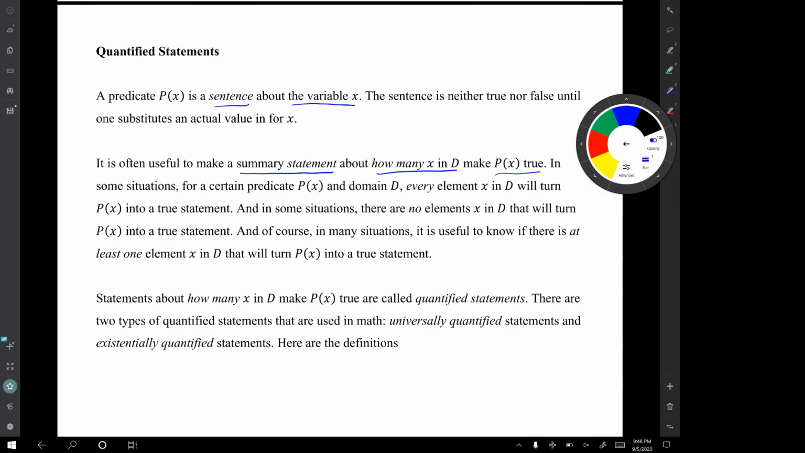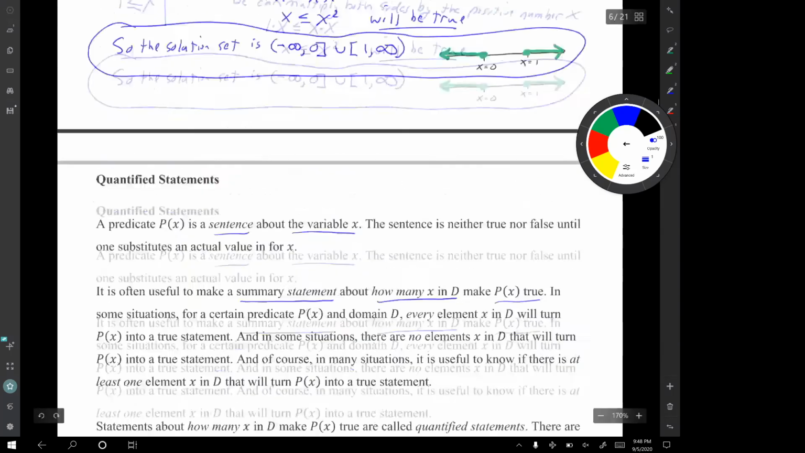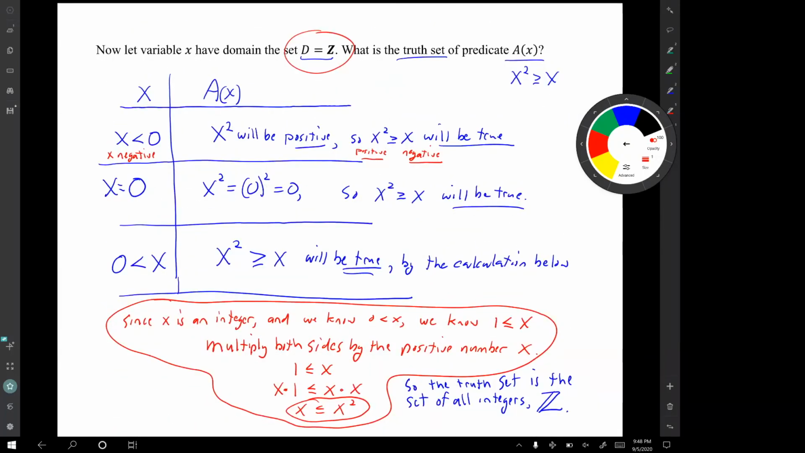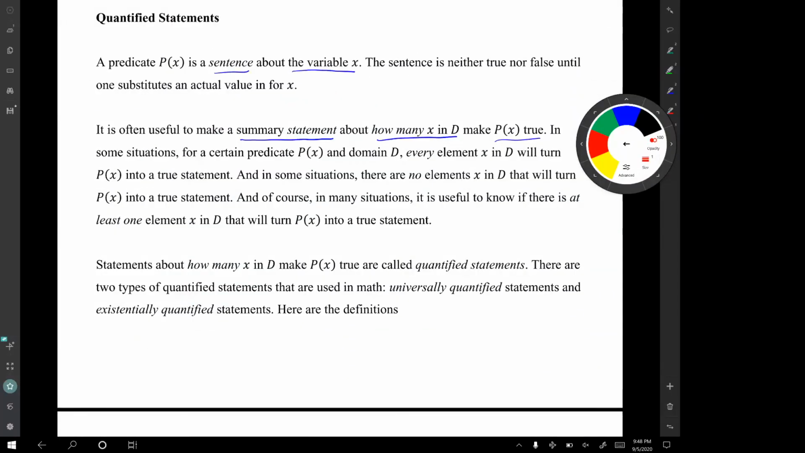We saw 2 examples like that, our first 2 examples. In this first example, every element of the set D was in the truth set. In the second example, every element in the set of integers was in the truth set. In some situations, though, there might be no elements in the domain that'll turn P of x into a true statement. And of course, in many situations, it'll be useful to know if there's at least one element in the domain that will turn P of x into a true statement.